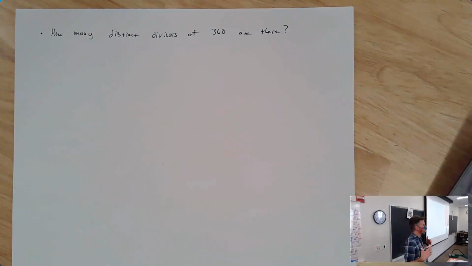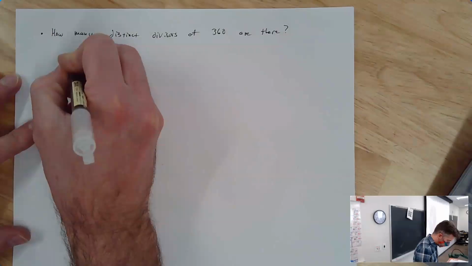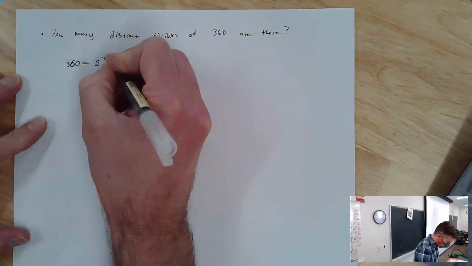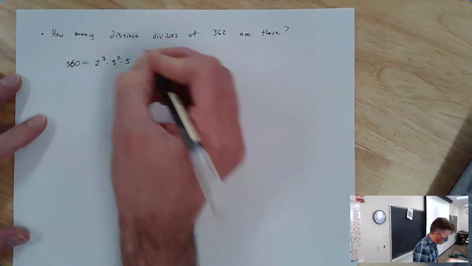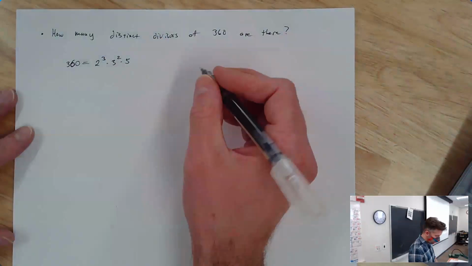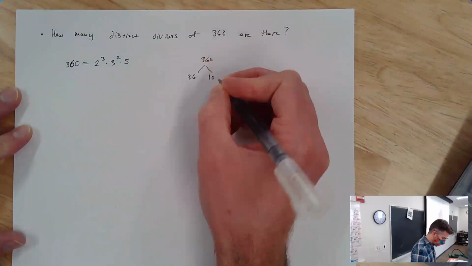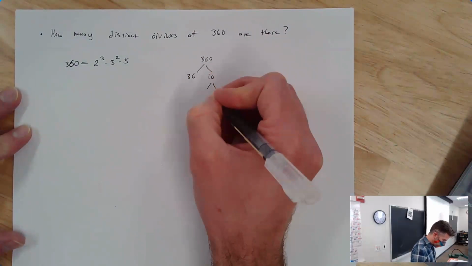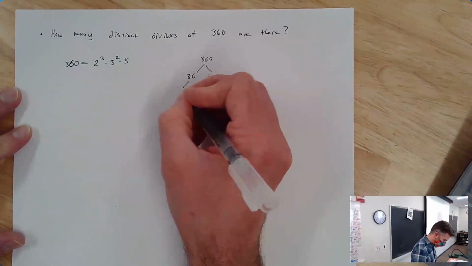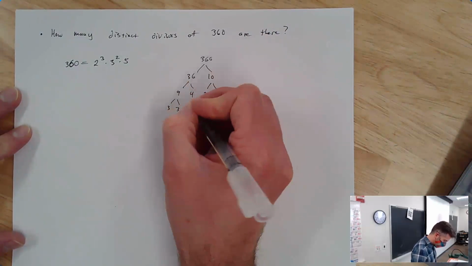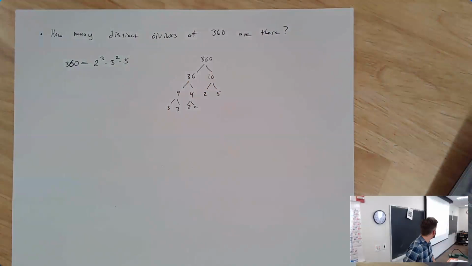So what we really need to know how many divisors there are of a number is its prime factorization. So 360 is equal to 2 cubed times 3 squared times 5. Or if you're actually showing the work, it's 36 times 10. 10 is 2 times 5. 36 is 9 times 4. And that's 3 times 3 times 2 times 2 times 2 times 5.